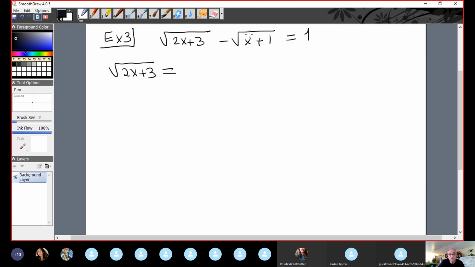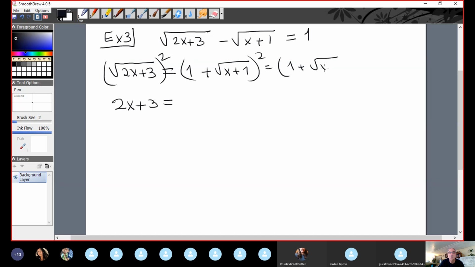So I move the second radical, which is negative, to the right-hand side, like 1 plus. Okay? Now ready to square. Square here and square here. The 2x plus 3 is without radical. That was the intention. And here we have 1 plus radical x plus 1 times 1 plus radical x plus 1. And you FOIL. 1 times 1 is 1.